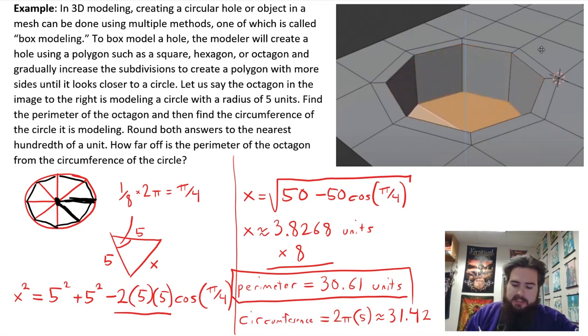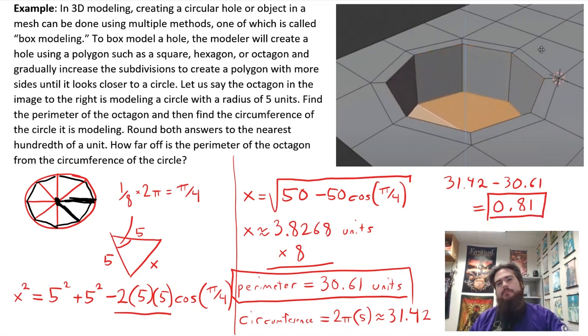The difference is simply 31.42 minus 30.61, which gives me 0.81. That is how far off the perimeter of this octagon is from the circumference of the circle that it is trying to model.